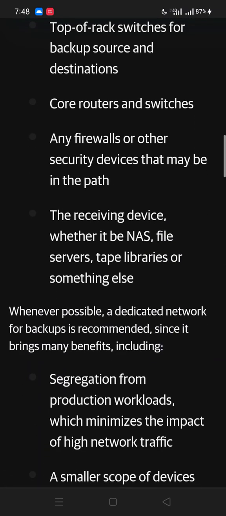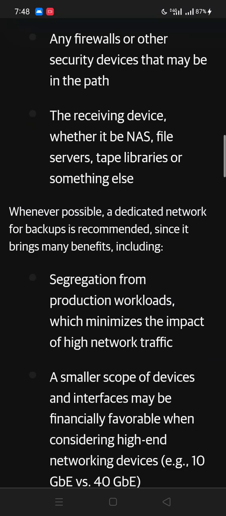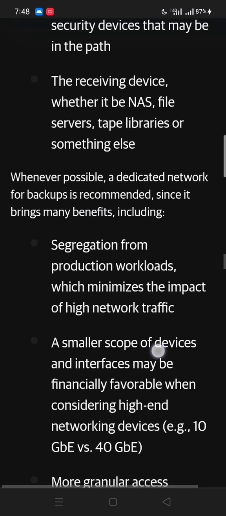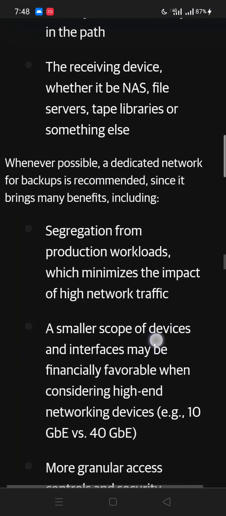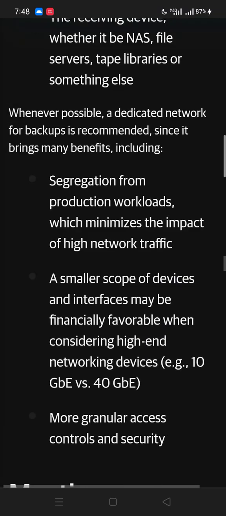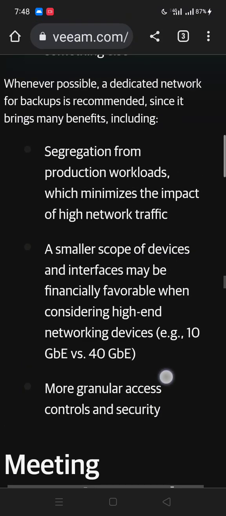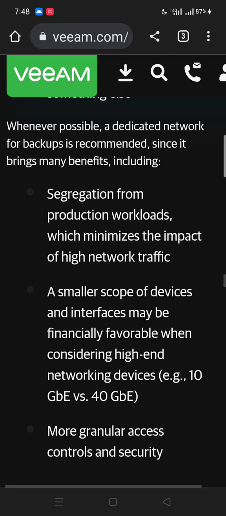Whenever possible, a dedicated network for backup is recommended since it brings many benefits, including segregation from production workloads, which minimizes the impact of high network traffic. A smaller scope of devices and interfaces may be financially favorable when considering high-end networking devices, e.g. 10 GB versus 40 GB, and more granular access controls and security.